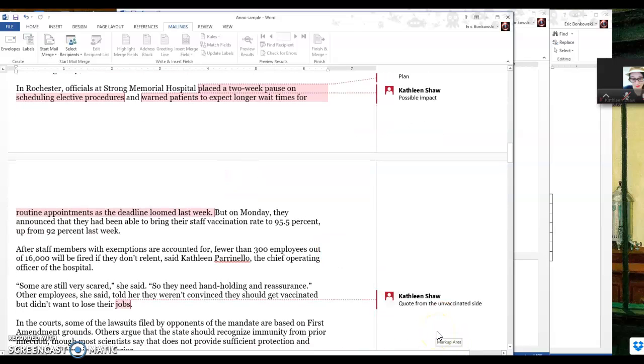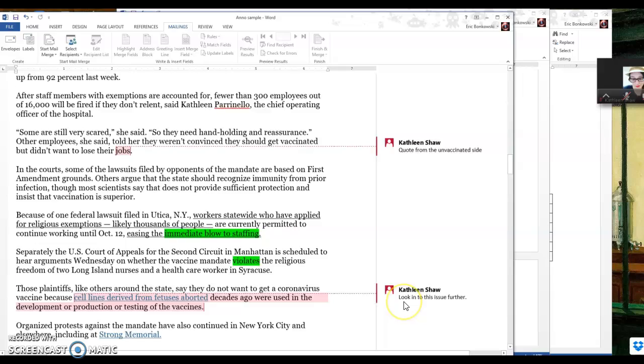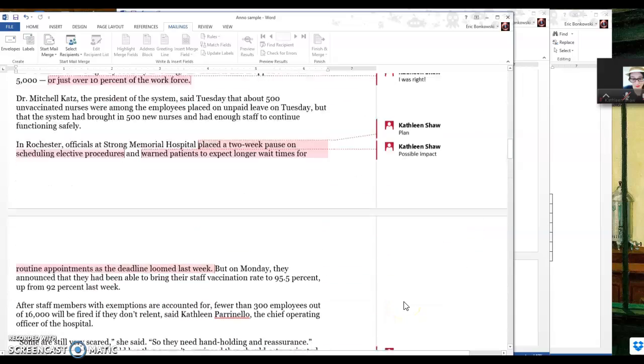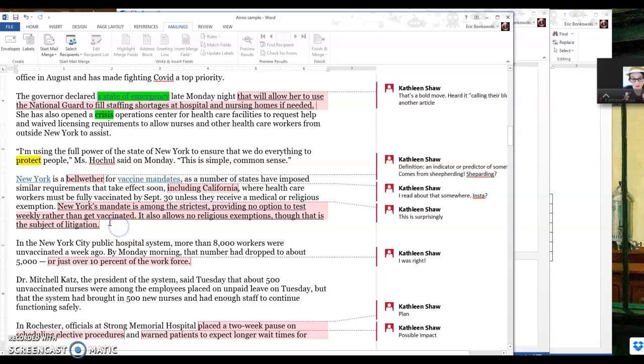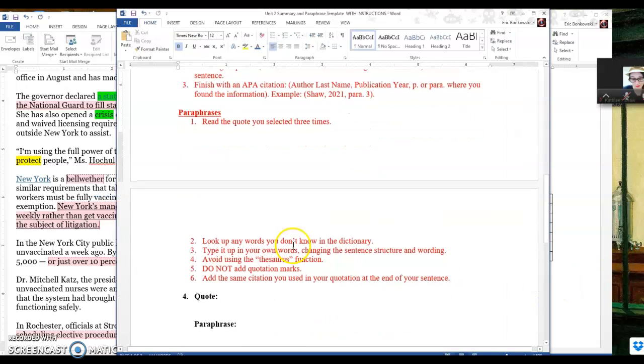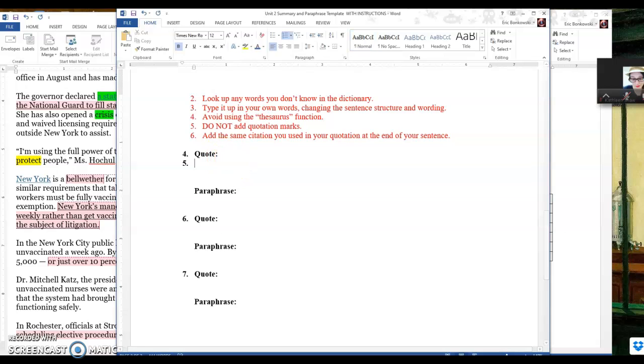I am using my annotation to help me here, because as I went through and annotated, I underlined quotes that I found particularly striking or impactful. So I'm going to go back and look for those. This particular line struck me, so I'm going to quote it. I'm going to say copy, and I am going to put it in right here.